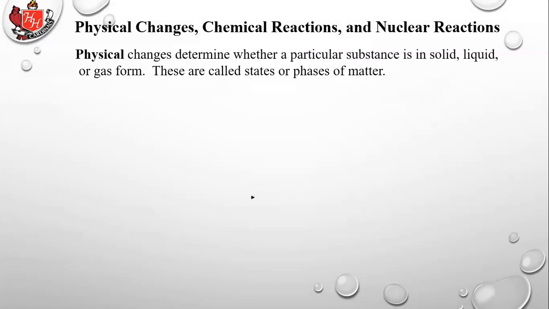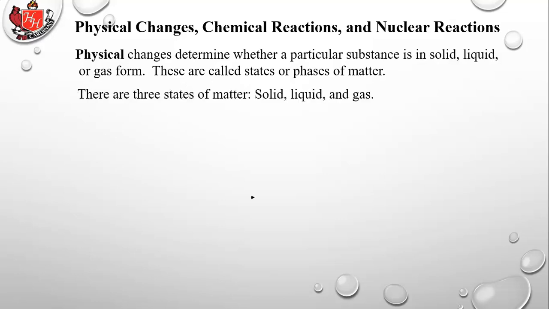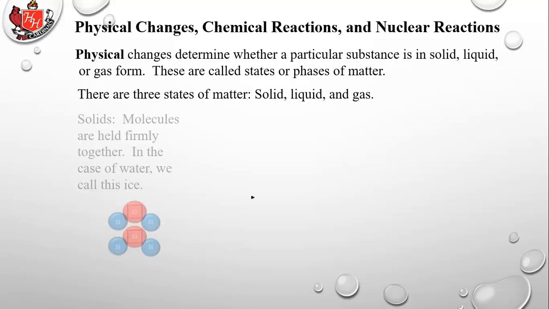Physical changes determine whether a particular substance is in solid, liquid, or gas form. These are called states or phases of matter. There are 3 states of matter: solid, liquid, and gas.